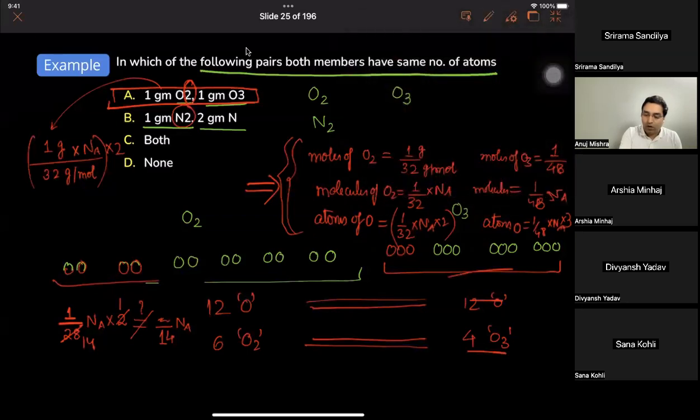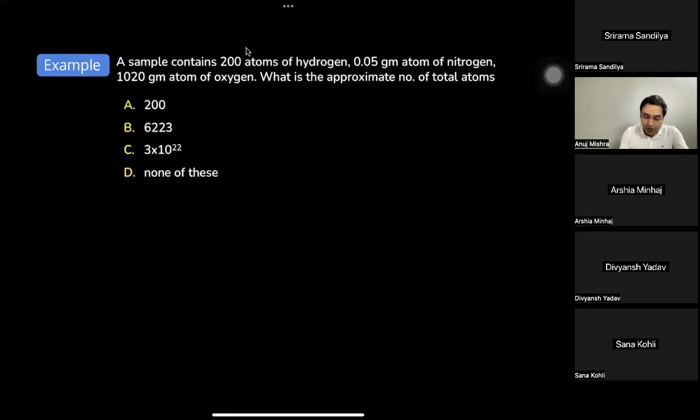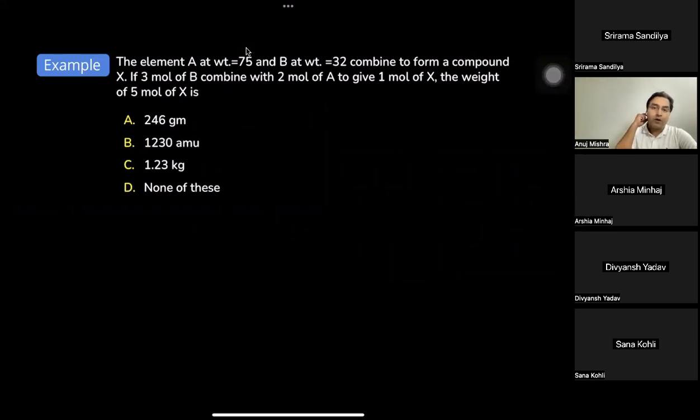Okay. So let's proceed. This question will wait. Yeah, try this question. This can be a good question for all of you. The element A atomic weight is 75, B atomic weight is 32, combined to form a compound X. Now read it carefully. If 3 moles of B combined with 2 moles of A to give 1 mole of X.